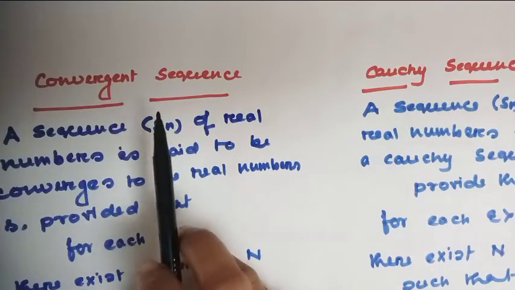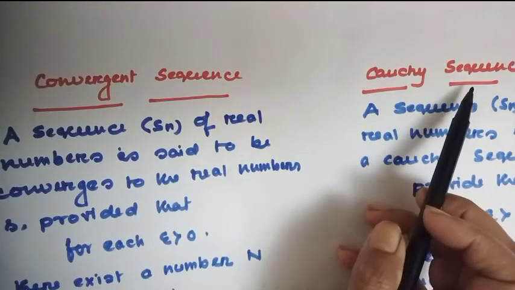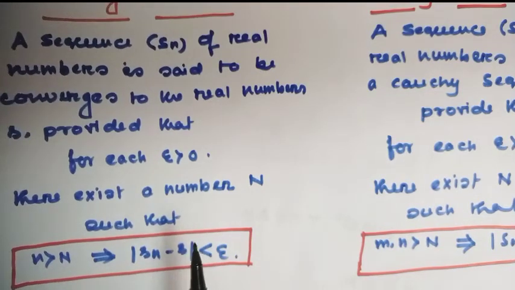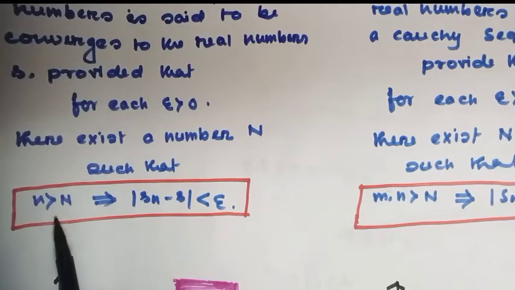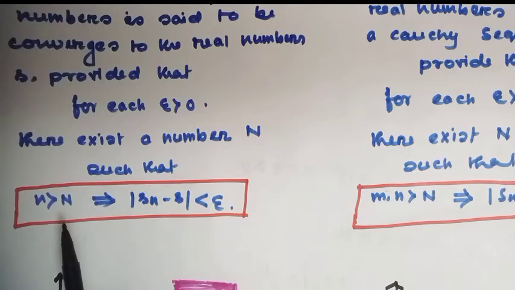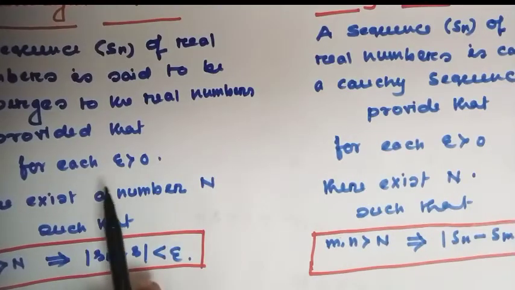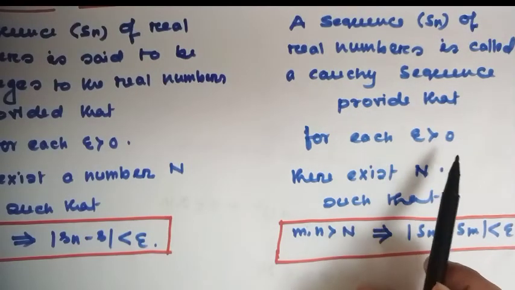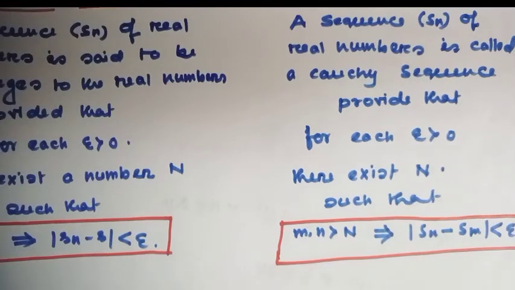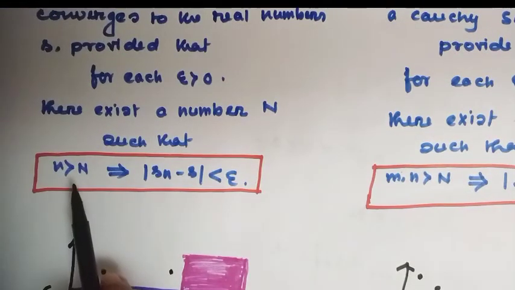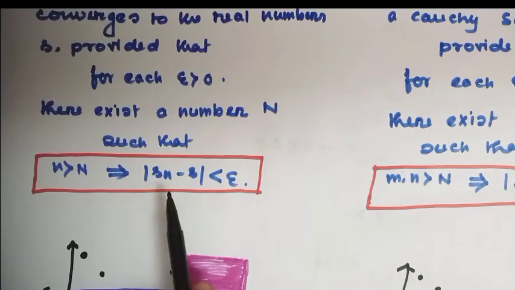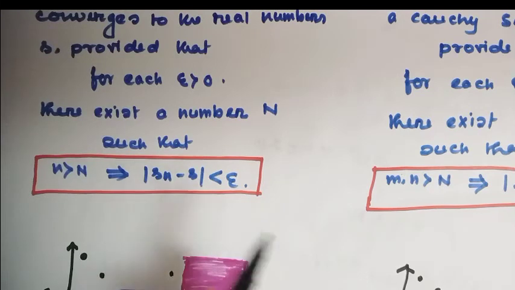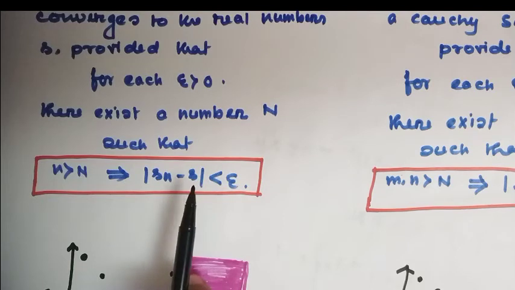Okay. Let's compare the convergent sequence and the Cauchy sequence. Let's see the definition. All definitions are the same. Only the difference is here. For each epsilon greater than 0, there exists a number capital N, such that for n greater than capital N, the absolute value of s_n minus s is less than epsilon. That means after this stage, the elements are close to this limit s.